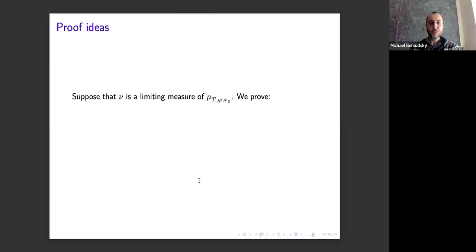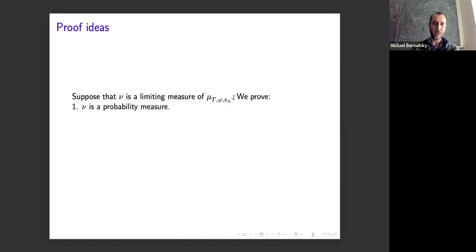So now I'll move to talk about proof ideas. The proof structure is something that became very basic in homogeneous dynamics. It also appeared in Ratner's proof of her equidistribution theorem. So the idea is as follows. You take a limiting measure of those averages on curves. And the first thing is to prove that the limiting measure is a probability measure.